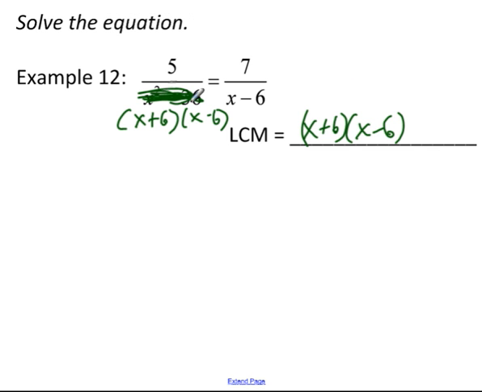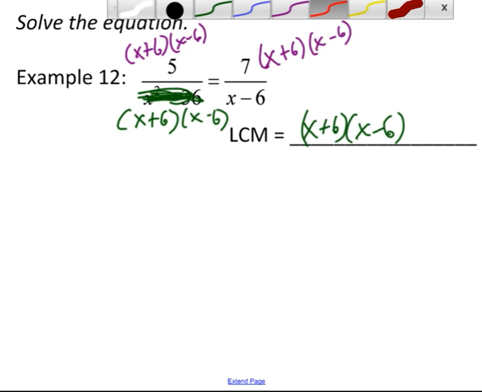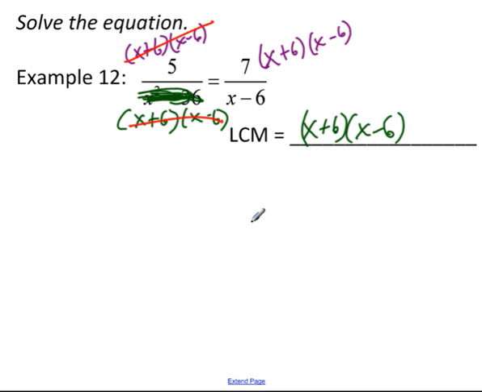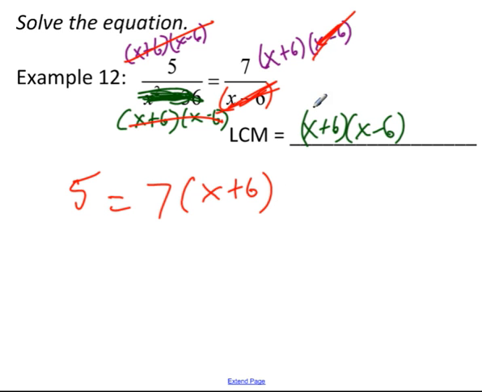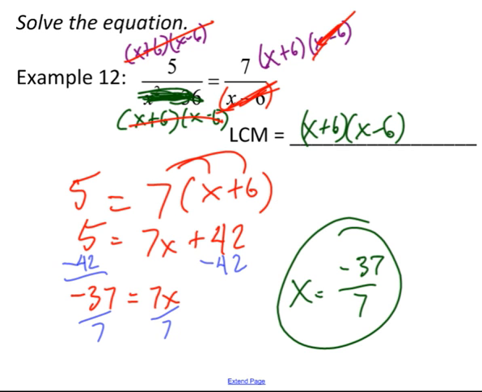Now, when we go ahead and multiply our top and bottom, like so, we're ready to start canceling some stuff. So on my left, both of these are going to cancel both of those and just leave me with 5. On this side, though, the x minus 6 is going to go away, but it's going to leave the 7 and the x plus 6. So this guy here is canceling this guy and leaves us with that. Do our distribution and solve.